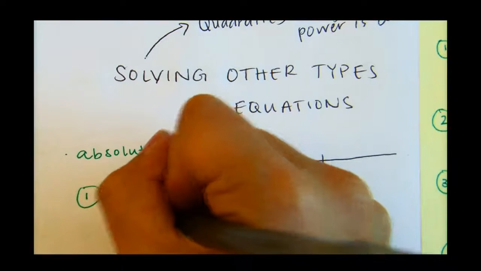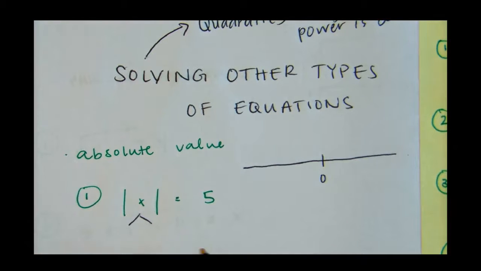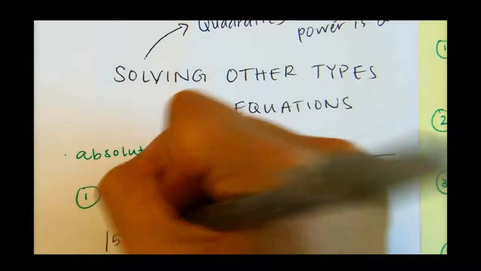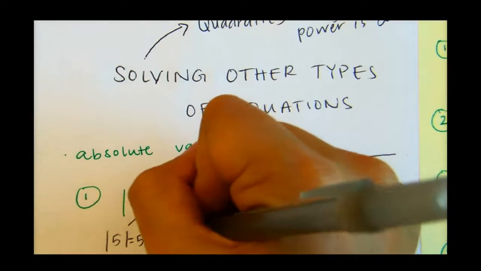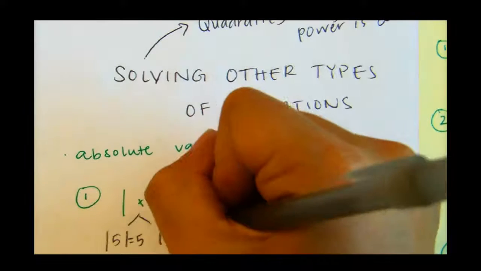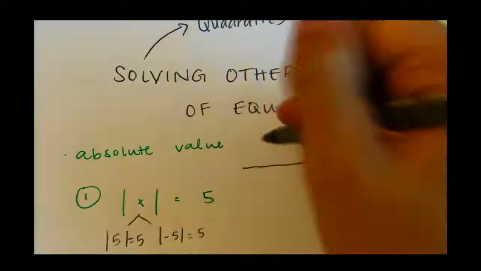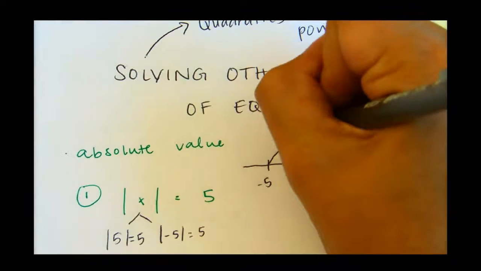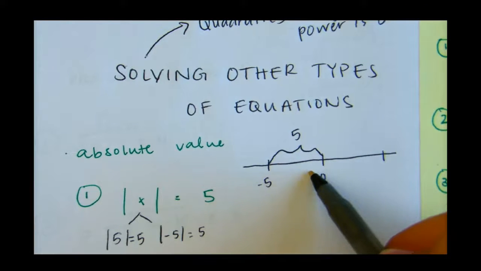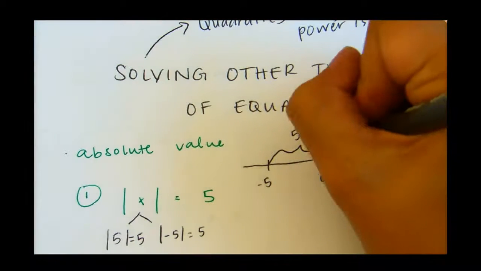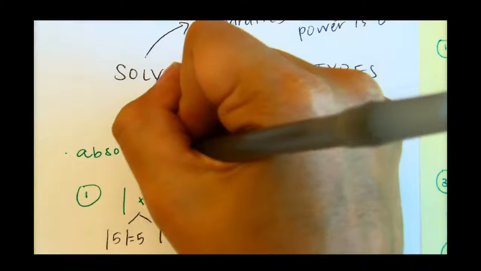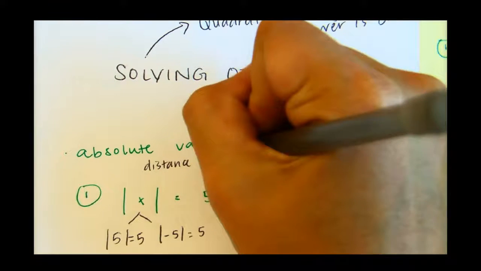So I could substitute in 2 different values for x to get 5 as my answer. x could be a positive 5, because the absolute value of positive 5 is equal to 5. Or x could be a negative 5, because the absolute value of negative 5 is equal to 5. So really, with absolute value equations, I'm looking at the distance of my solution from 0. The distance from negative 5 to 0 is 5, and the distance from a positive 5 to 0 is also 5. So with absolute values, I'm focusing on the distance from 0.